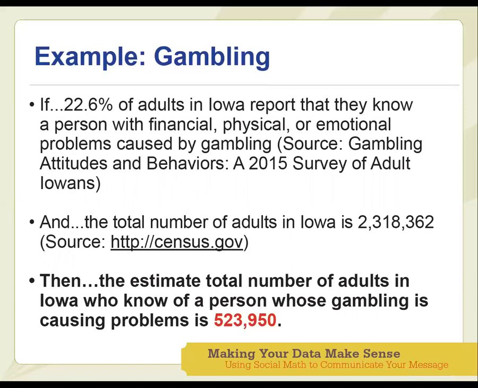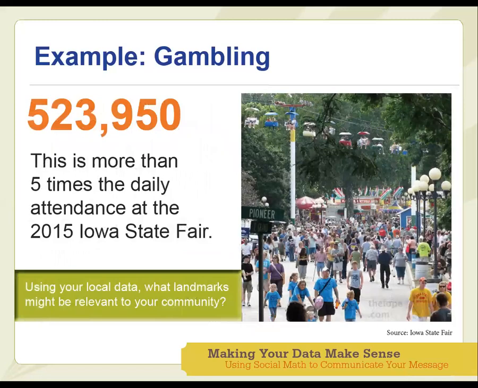523,950. And the social math equation for that is this is more than 5 times the daily attendance at the 2015 Iowa State Fair. And so again, this is thinking about what landmarks are relevant to your community or to the audience. And the Iowa State Fair is always a big one. I think everybody knows, even if you don't go to the fair, that the daily attendance is pretty high. And it's also, again, supplemented by a photo of the fair. So hopefully it plays into the context, if your target audience is Iowans, that it's a large amount of people that's affected.